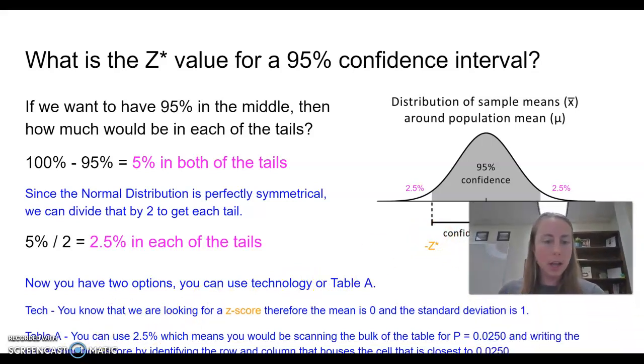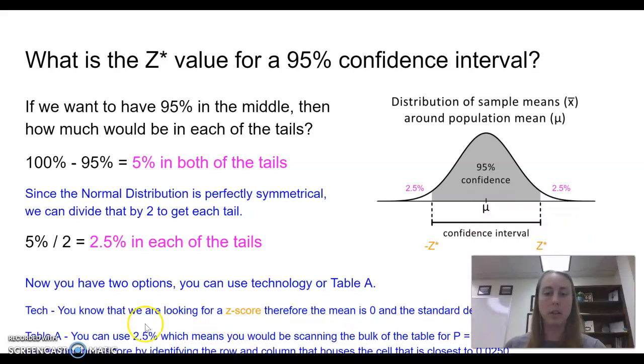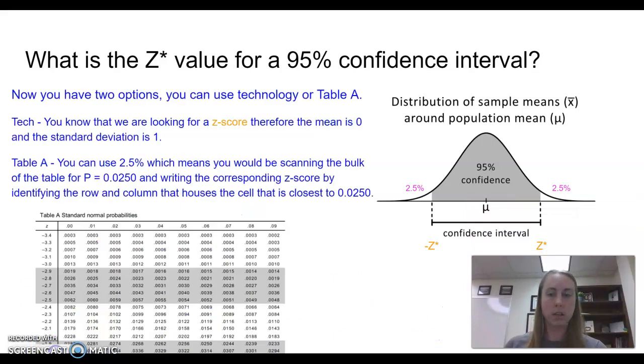Now you know we're looking for a z-score. That means the mean is 0 and the standard deviation is 1. In table A, you can use 2.5%, which means you'll be scanning the bulk of the table for a p-value of 0.0250. So that would be 2.5% written as a decimal. Notice I just moved the decimal 2 times to the left to make that number as a decimal, and writing the corresponding z-score by identifying the row and column that houses the cell that is closest to 0.025. So let's take a look.